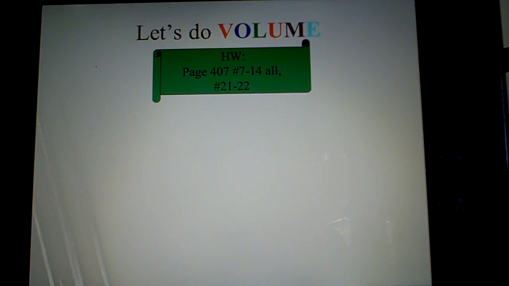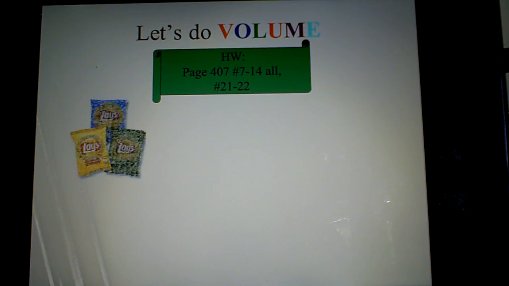That can come later. So there's your homework. Page 407, 7 through 14, all 21 through 22. Some of the nice things about the original problems is giving you the connection between geometry that you did back in whatever grade and how you can use calculus to generate the same answers as memorizing that the volume of a cone is this, the volume of a cylinder is this, the volume of a sphere is this. So those are nice problems.